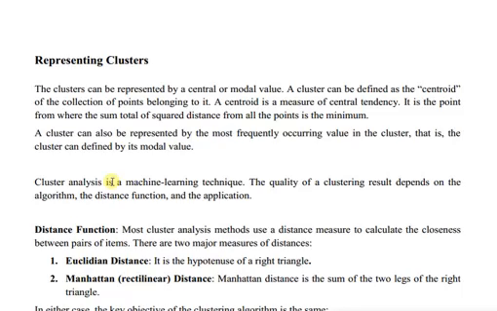Most cluster analysis methods use a distance measure to calculate the closeness between pairs of items, to find the similarities between pairs of items. There are many distance measures: Euclidean, Manhattan, Mahalanobis, Minkowski distance, Chebyshev distance. Many different distance functions exist, but we commonly use Euclidean distance, which is similar to the Pythagoras theorem. It is nothing but the hypotenuse of a right angle triangle. Euclidean distance is the most commonly used distance measure.